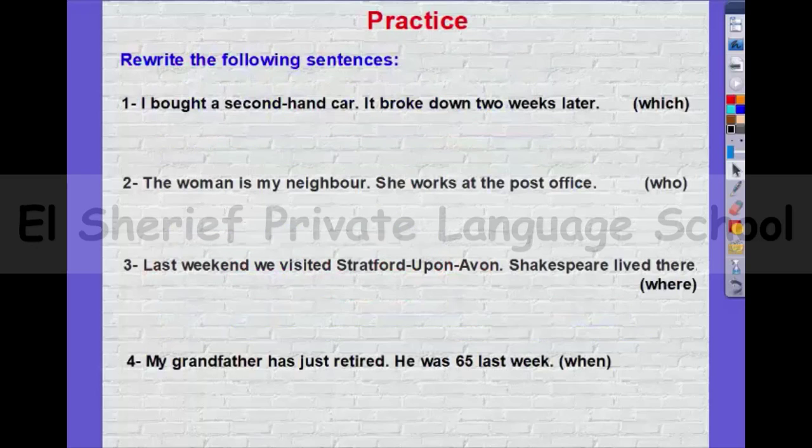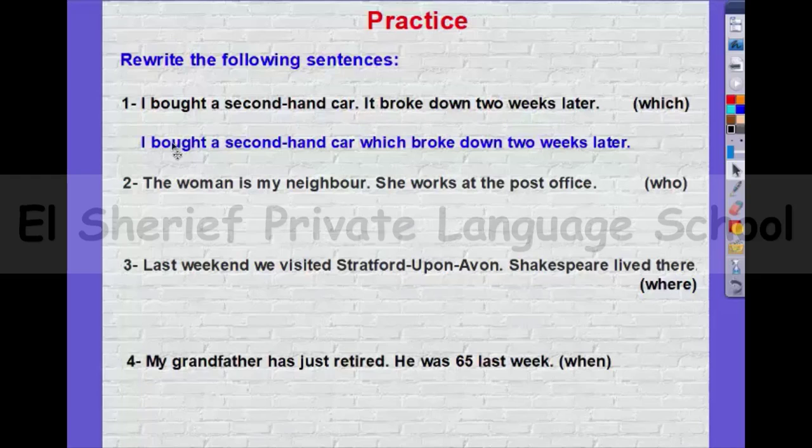So now let's do this exercise to make sure that you got it all. Rewrite the following sentences. Number 1. I bought a second-hand car. It broke down 2 weeks later. Use which. So the sentence is going to be something like this. I bought a second-hand car, which broke down 2 weeks later. Number 2. The woman is my neighbor. She works at the post office. Use who. So, the woman who works at the post office is my neighbor.